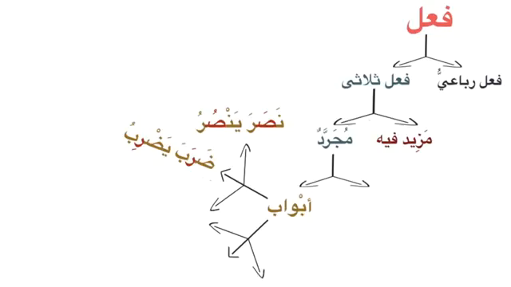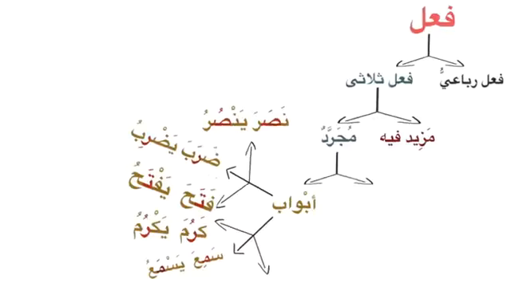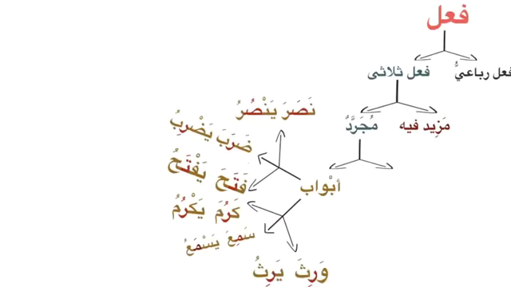We've been listening to the song of Brother Asif, which helps us remember these abwab. Daraba yadribu, fataha yaftahu, karuma yakrumu, sami'a yasma'u, and waritha yarisu. These are the sections, or you can say 6 abwab, where fa'al ثلاثي mujarrad can be identified.